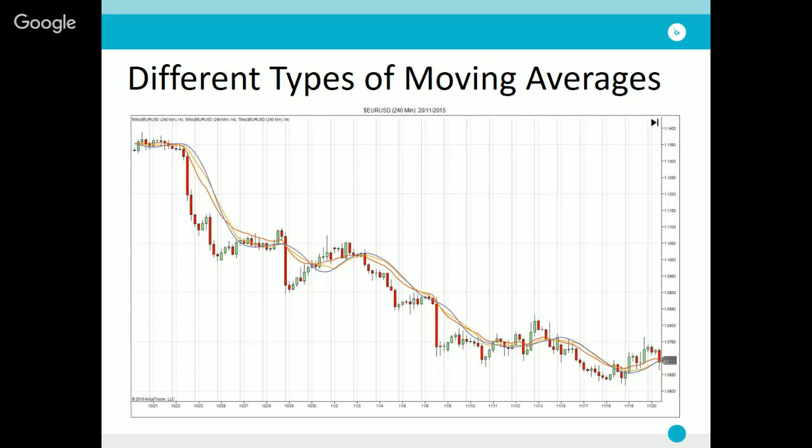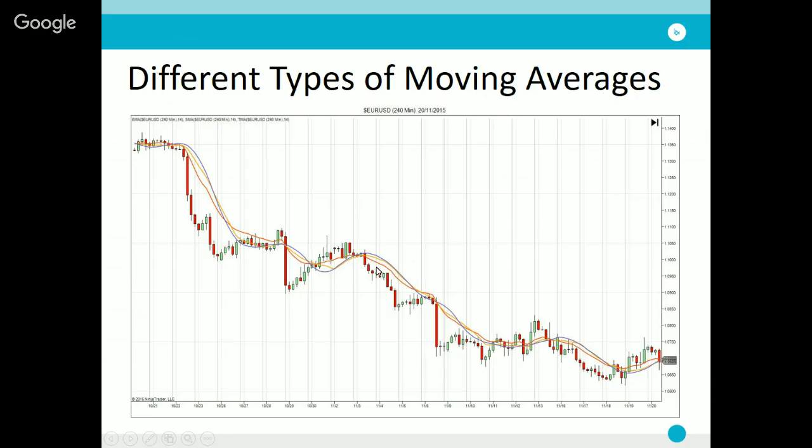So here you can see we have the three different types of moving average that we just looked at. We have the regular simple moving average, which is the yellow line. We then have the exponential moving average in red. And finally, we have the TMA, the triangular moving average, in purple. And as you can see, they really aren't hugely different to one another.